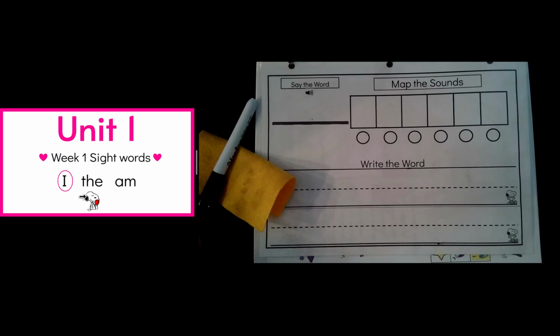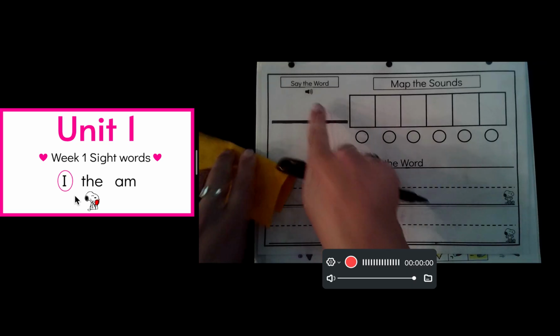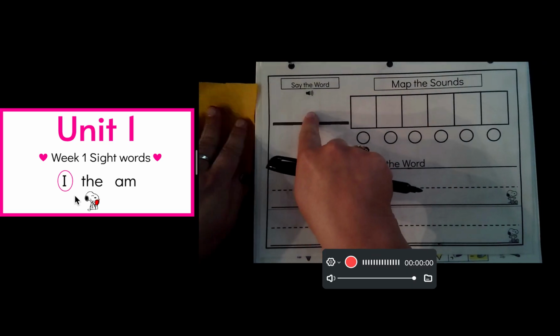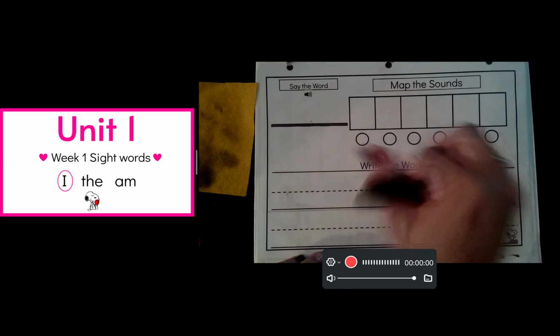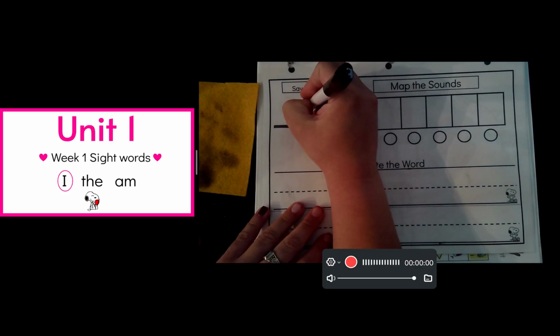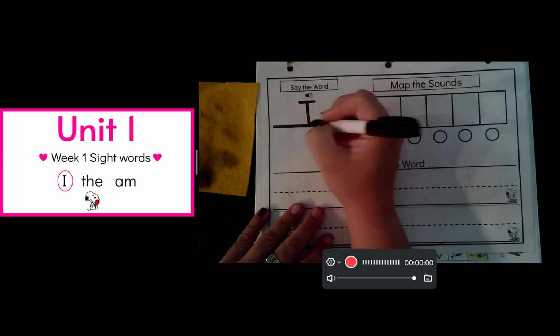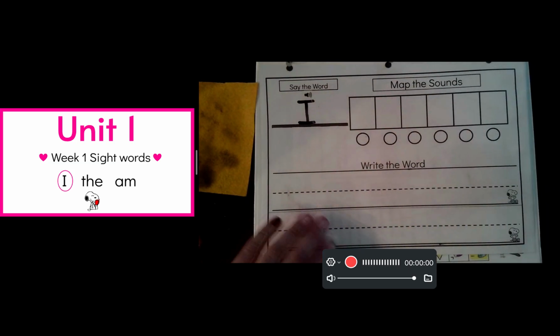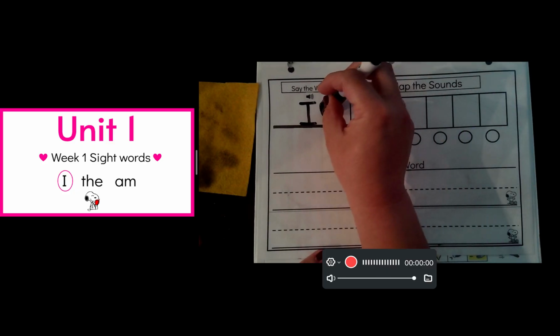Take out your mapping worksheet. We are going to write the word first here, and then we will map our sounds and write our word. So I, we go down at the top, cross it at the bottom. Let's go ahead and say that word. I.